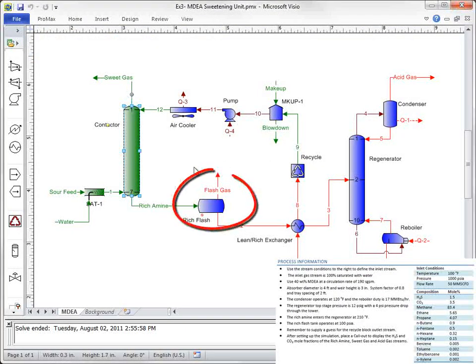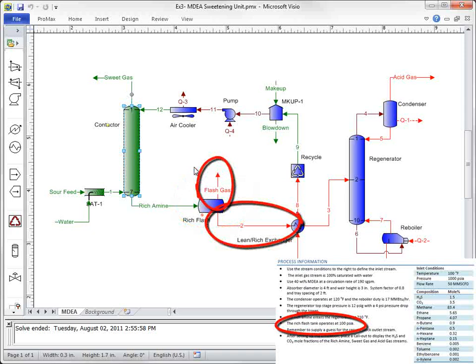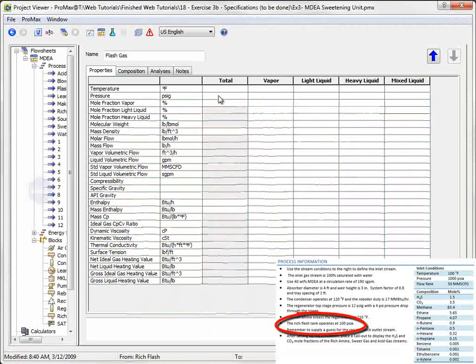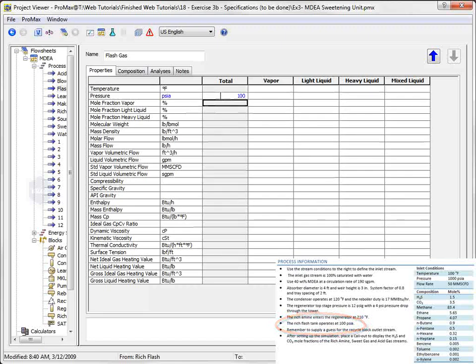We are then given that the rich flash tank operates at 100 psi. I can set that in either of the outlet streams, or calculate what the pressure drop required to obtain that outlet pressure is, and use that as a block specification. In general, it's better to set the outlet pressure so that it is maintained even if upstream conditions change. I'll set the pressure in the outlet flash vapor stream here.